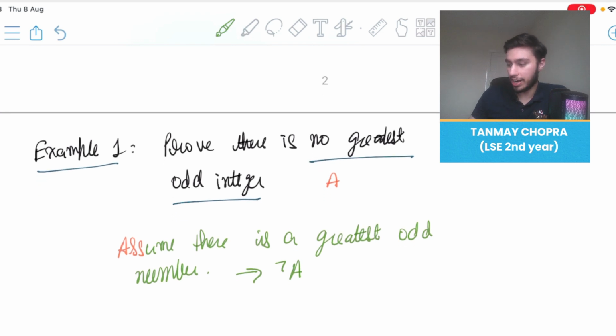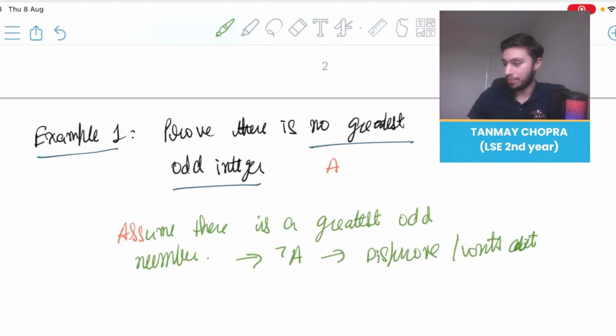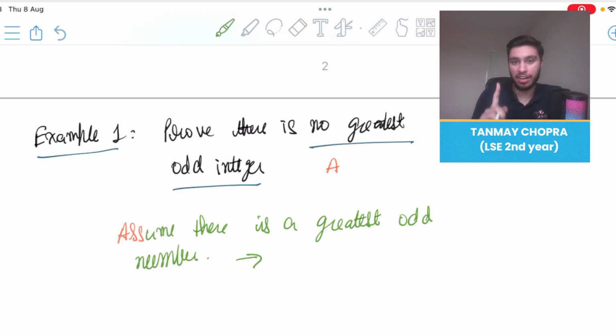So assume there is a greatest odd number, and now I'm going to try to find something which will disprove this statement. I need to disprove this, or I need to contradict this. Contradict. This is proof by contradiction, right? Where did the D go? Yeah, there it is. So what am I going to do? Notice it is sufficient for me to find one number which is bigger than the greatest odd integer.